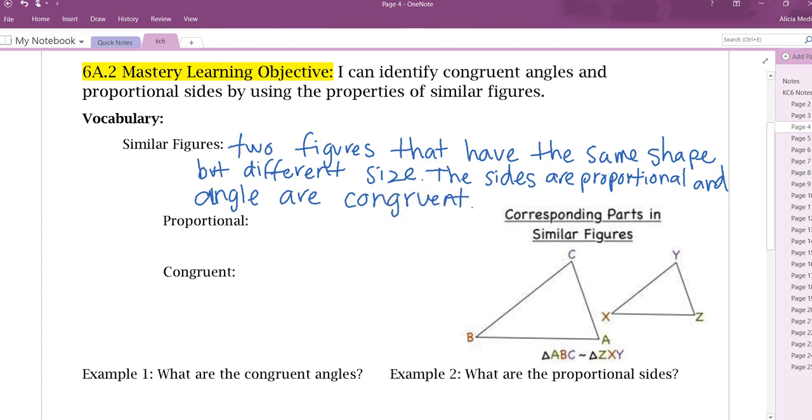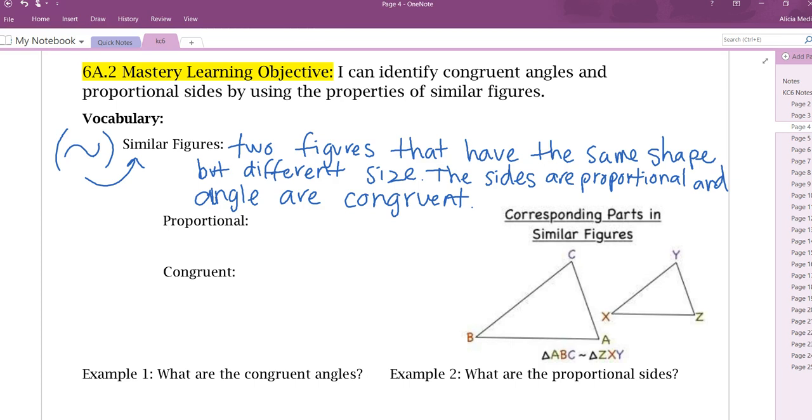All right, so if we see the notation of similar figures, if I'm telling you this image is similar to this image, you're gonna see this like little squiggle line, right? That means similar figures, right? Congruent just simply means that they're equal.